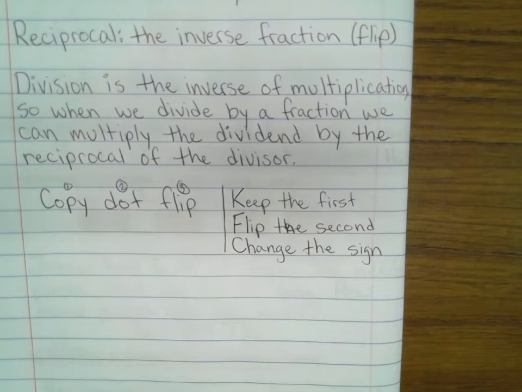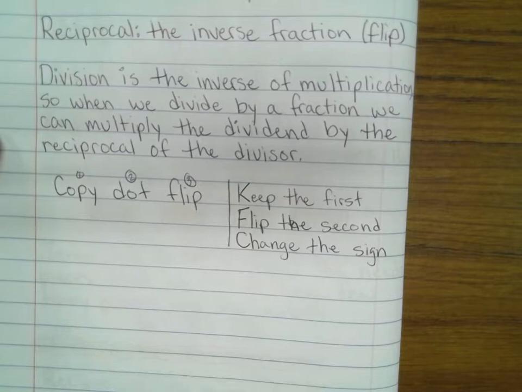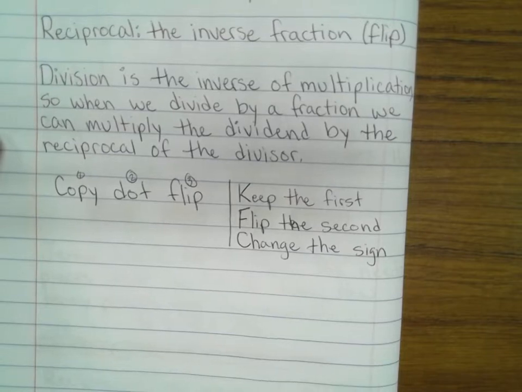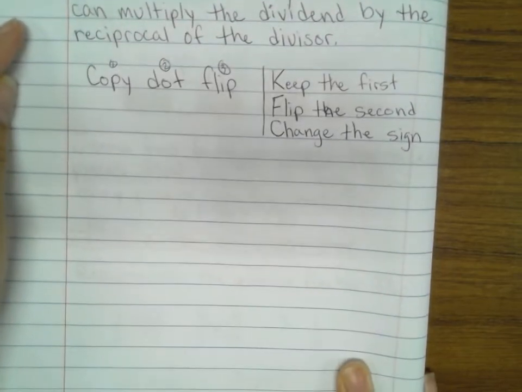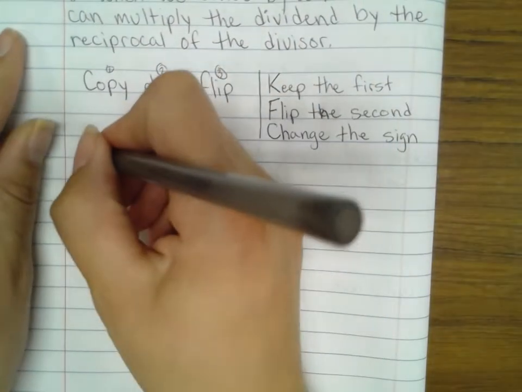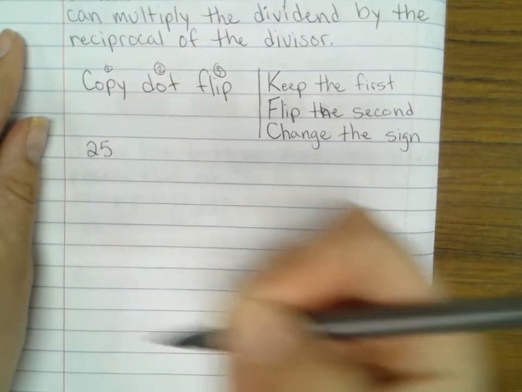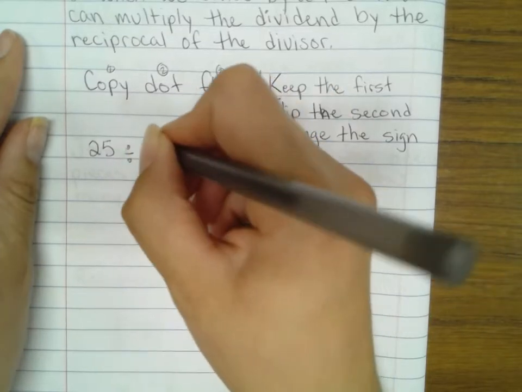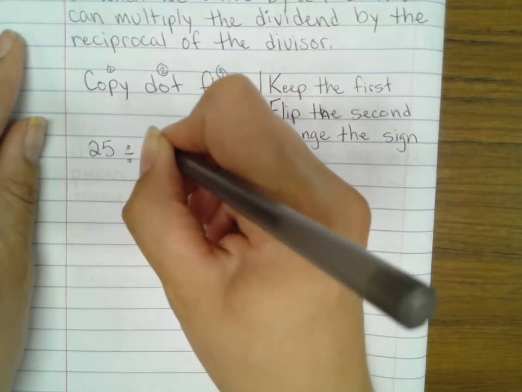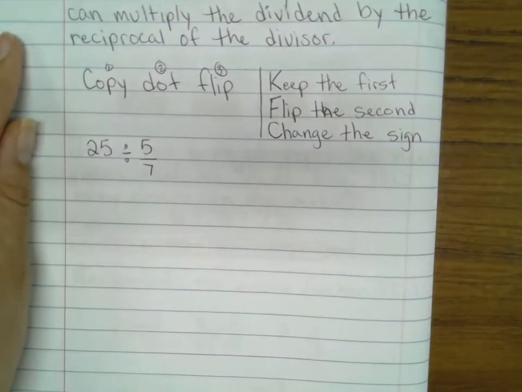The most common error that people make is they'll flip the first fraction. They remember that they have to flip something, they just flip something and go on. You have to make sure you flip the divisor, never the dividend. All right, so let's try a couple of examples down here. Let's say we have 25, and we're going to be splitting that into groups of 5 sevenths. Okay.